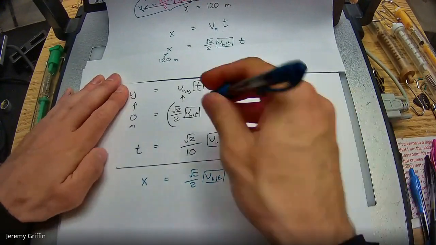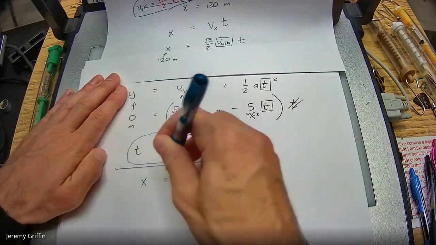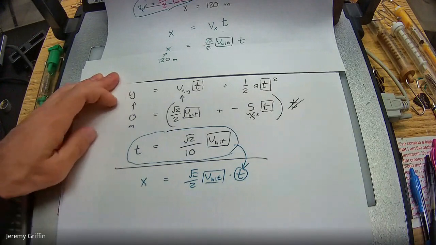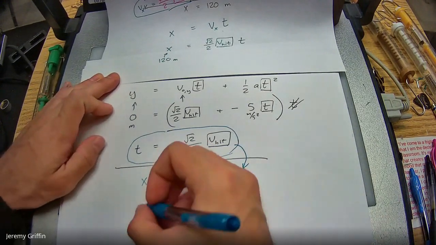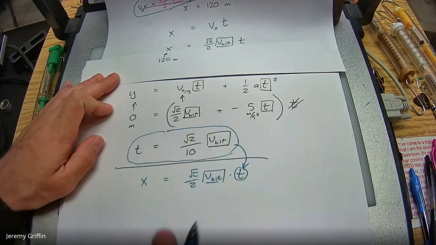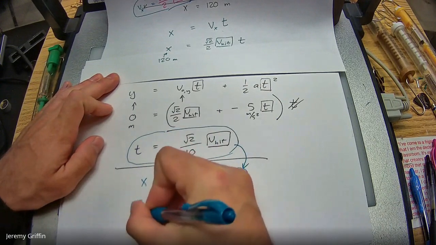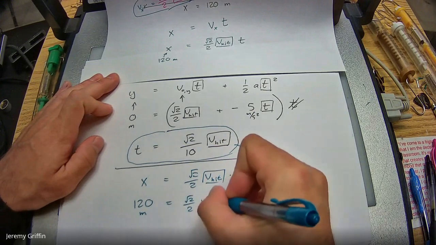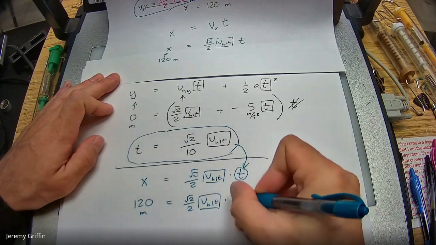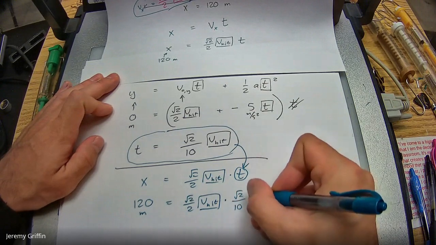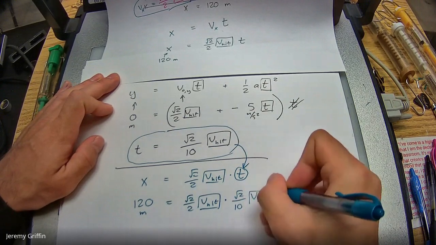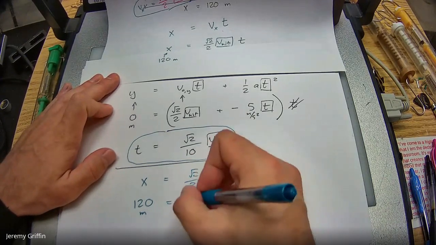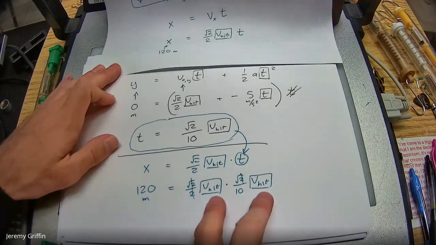Now here's where you say, well, I know what the time is. The time is that expression, which I got from my vertical information. Sub that in there. Also we know what X is. X is 120 meters. 120 meters is equal to root 2 on 2 V hit times root 2 on 10 V hit. So root 2 times root 2 divided by 2 all cancels out, and V hit gets squared.